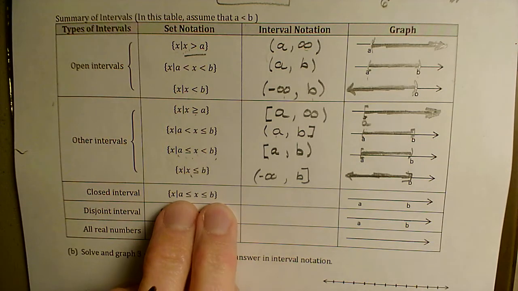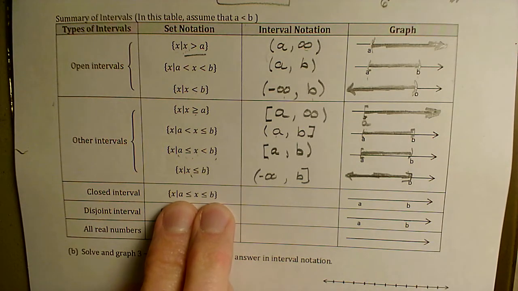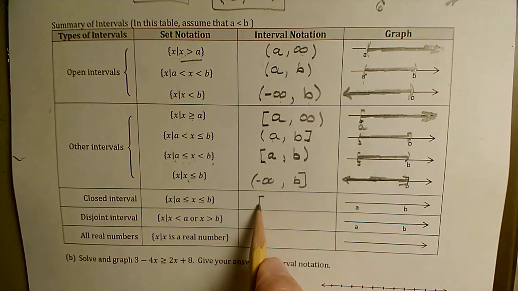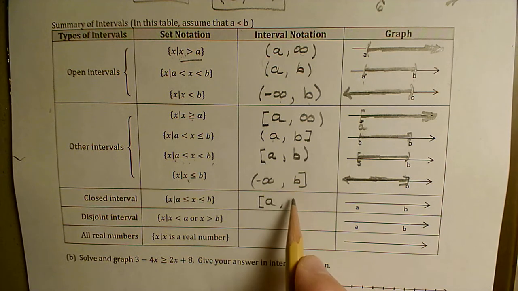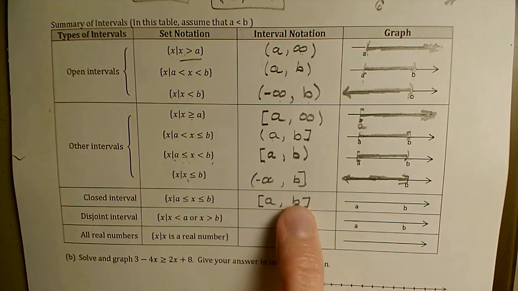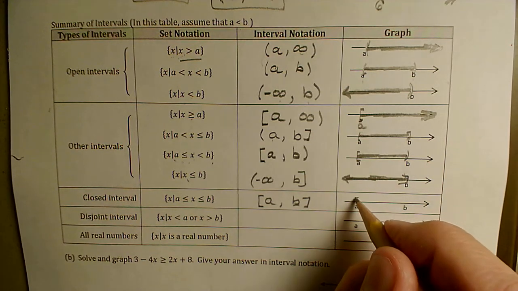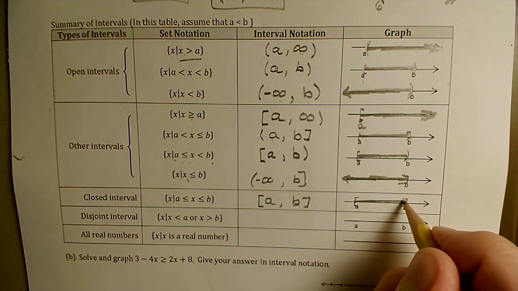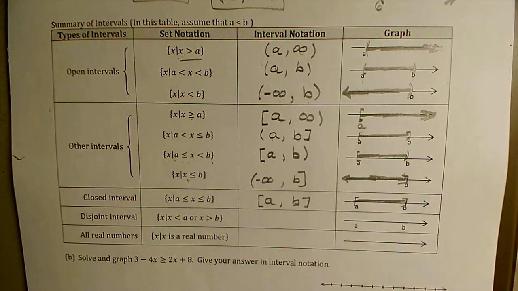All right, this one is inclusive of both a and b, so we call that a closed interval. And so that's going to be a closed bracket a and a closed bracket b. So inclusive of a and b, and then everything in between. So this time we have 2 square brackets, and we're shading in between those.